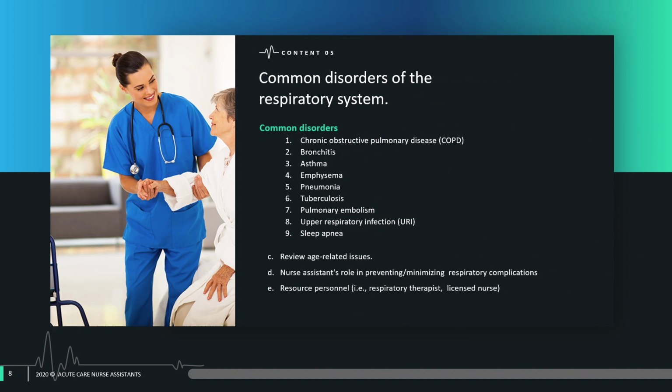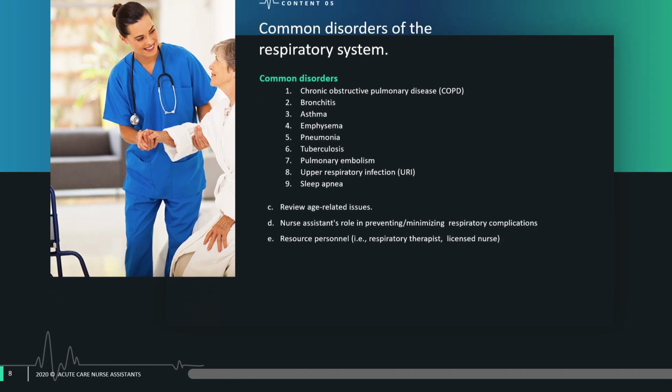Content 5. Common disorders of the respiratory system: chronic obstructive pulmonary disease, or COPD, bronchitis, asthma, emphysema, pneumonia, tuberculosis, pulmonary embolism, upper respiratory infection, and sleep apnea. Review age-related issues. The nurse assistant's role in preventing or minimizing respiratory complications. Resource personnel are respiratory therapists, licensed nurse, etc.